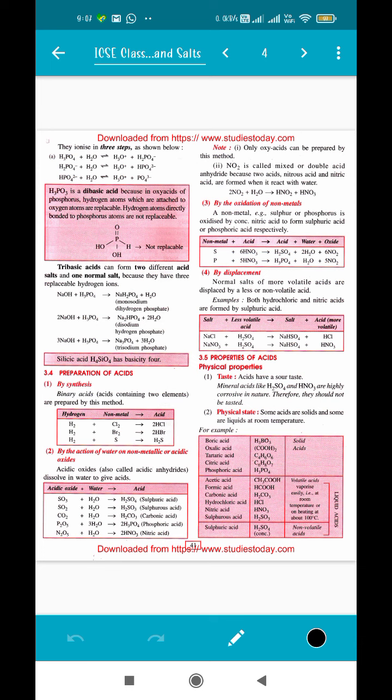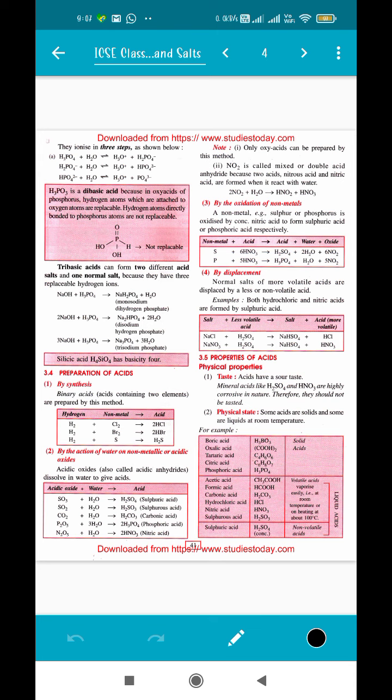But mineral acids like H2SO4, HNO3, HCl shouldn't be tasted directly, otherwise it can be corrosive, I told you in the previous day. So there are various methods to check its sourness. Next, the physical state. In which state do acids stay, whether in the solid state, the liquid state or the gaseous state? Some acids are solid and some are liquids at room temperature. So there are a number of solid acids. Boric acid, they are in the form of powder or crystals. Oxalic acid, tartaric acid, citric acid and phosphoric acid are generally solid in nature.